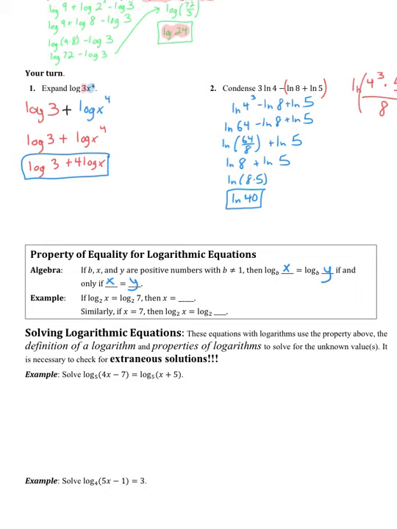A good example of this is log base 2 of x equals log base 2 of 7. That means x has to equal 7 for those equations to be balanced. Similarly, if x equals 7, then log base 2 of x has to equal log base 2 of 7.